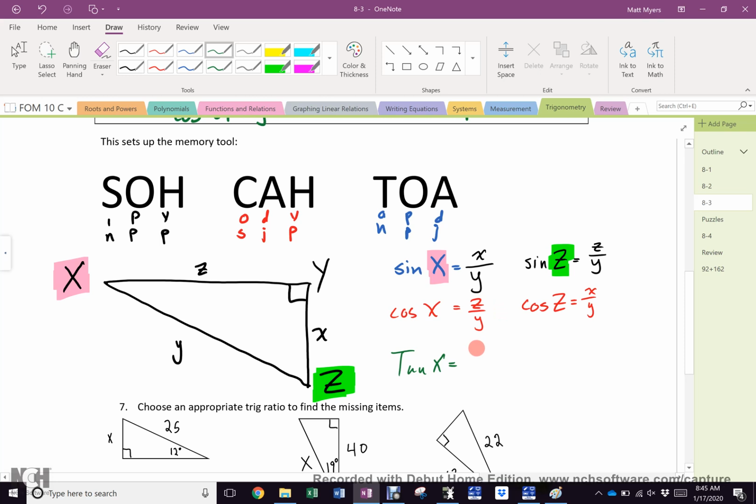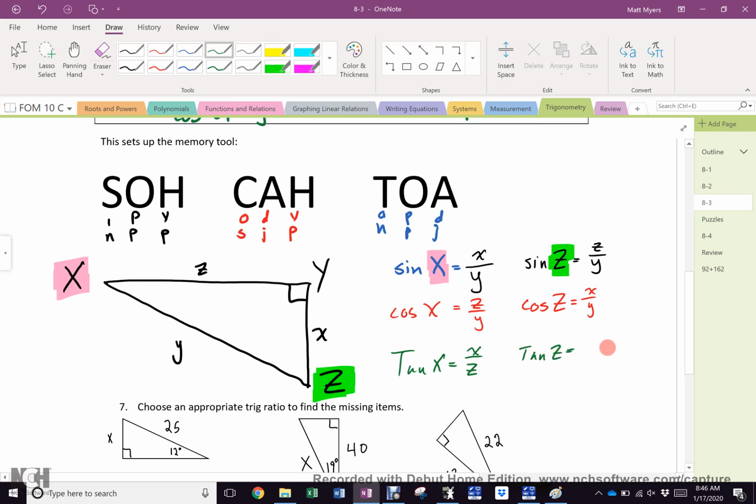Tan of x is? What did you say, Braden? X over z. Is that opposite over adjacent? I'm asking if this is the opposite side of x divided by the adjacent side. Yes. Okay. What then is tan z?